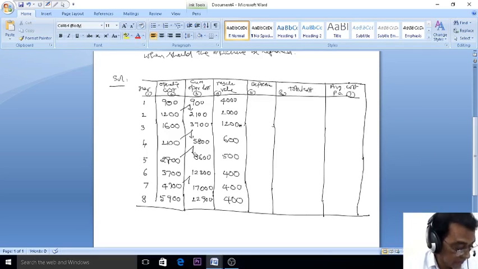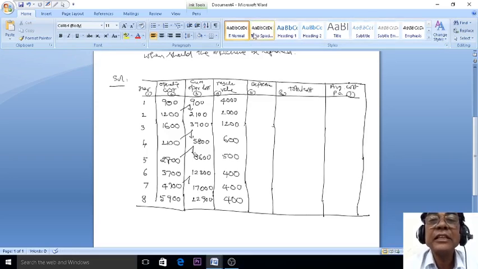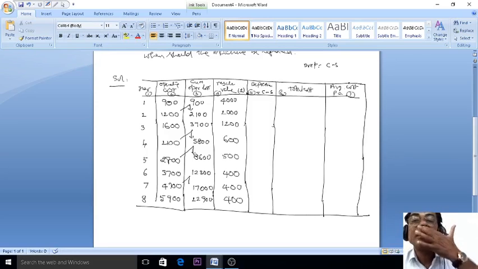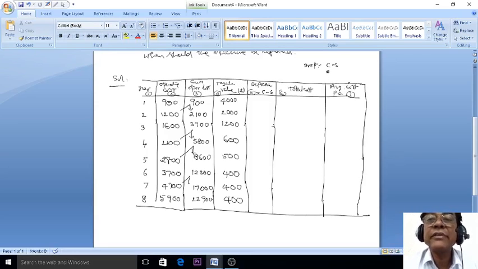Depreciation. What is the meaning of depreciation? Depreciation is nothing but C minus S, cost minus resale value. Depreciation equal to fifth value, C minus S. What is the C here? Resale value is nothing but, let this be S. So what is the cost? The cost is equal to 7,000, given in the question. 7,000 minus first value 4,000, so equal to 3,000. So you have to write 3,000 here.